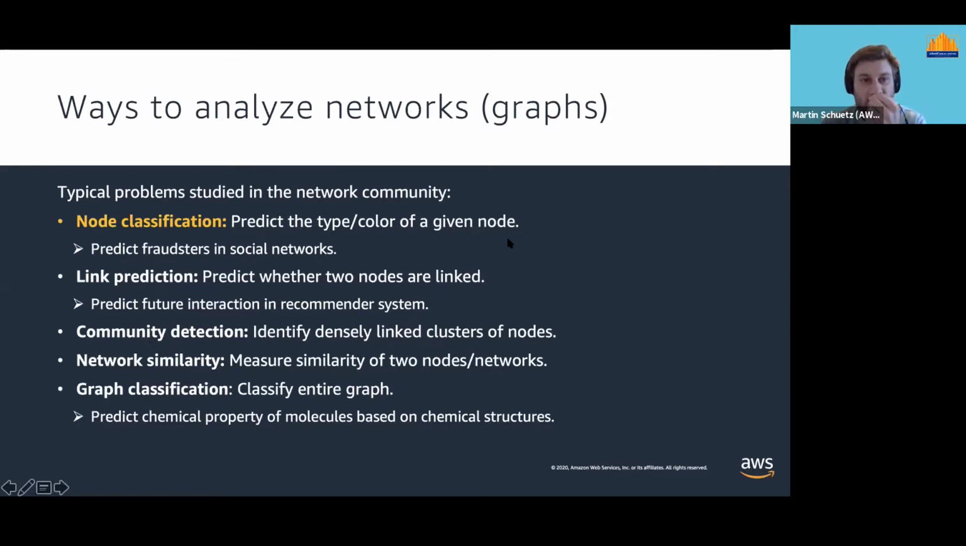But what we will focus on today, and that's why it's highlighted here in orange, is this problem of node classification. So we'd like to assign every node in the underlying graph to a certain type, often called color or class. Like for example, in binary classification, for every node, we're going to identify this node as a fraudster or non-fraudster.